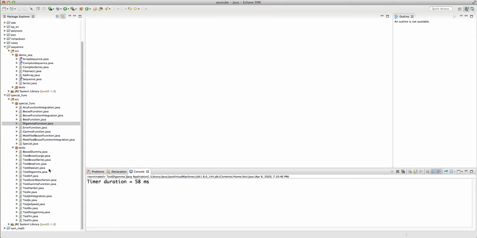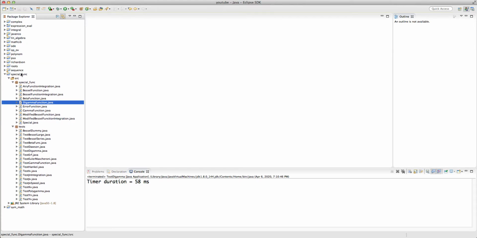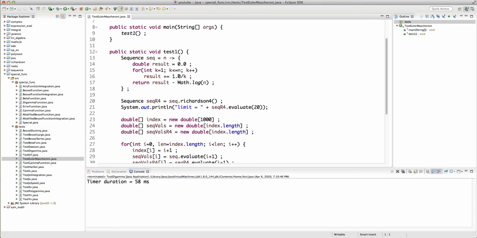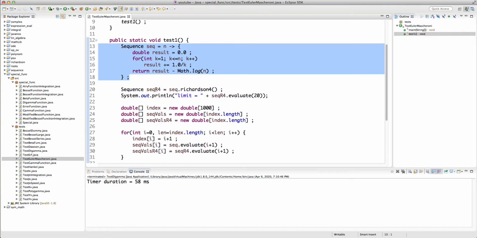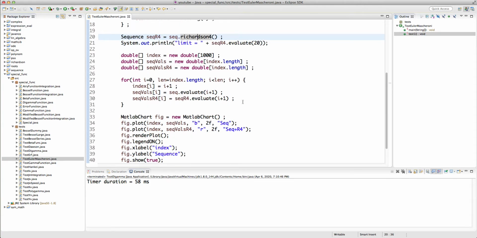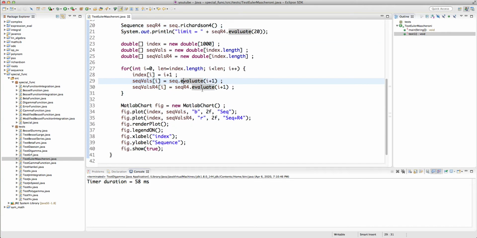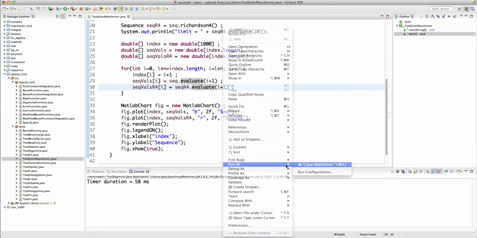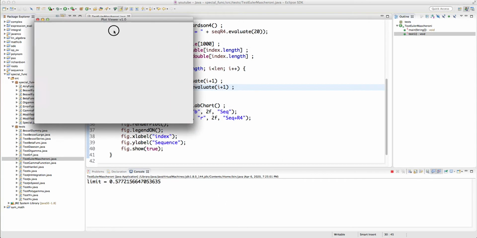So in our special function package, I have this, let's see, I test Euler-Mascheroni, right? So I create my sequence here, and then I accelerate with Richardson fourth order, and then evaluate both sequences and then plot them. So let's run this, see what happens.